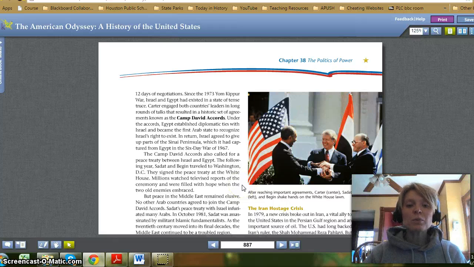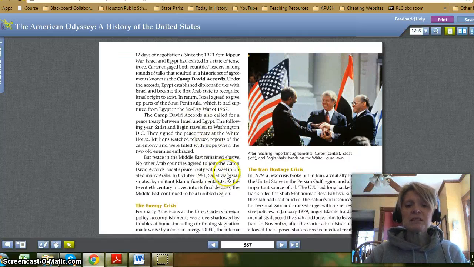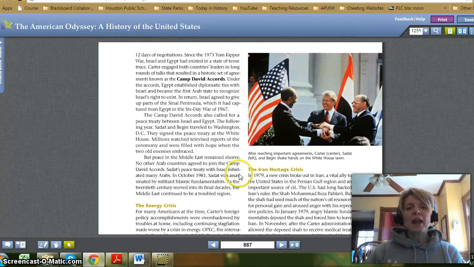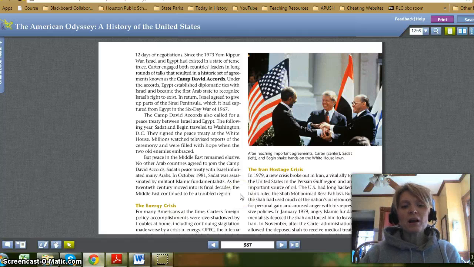Millions watched televised reports of the ceremony and were filled with hope when the two old enemies embraced. Here's a picture of that. But peace in the Middle East remained elusive. No other Arab countries agreed to join the Camp David Accords. Sadat's peace treaty with Israel infuriated many Arabs. In October 1981, Sadat was assassinated by militant Islamic fundamentalists. As the 20th century moved to its final decades, the Middle East continued to be a troubled region.